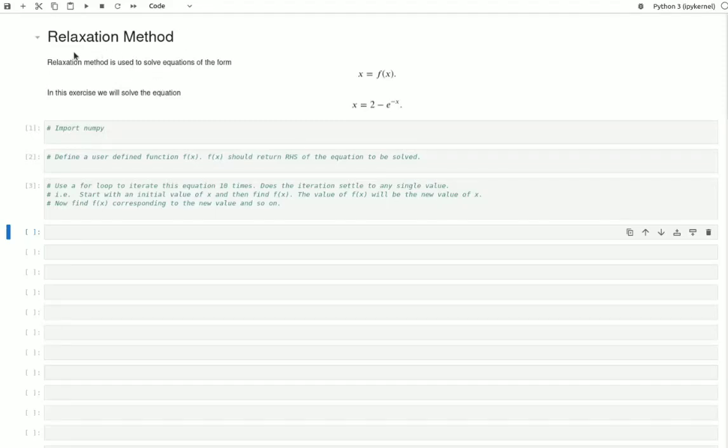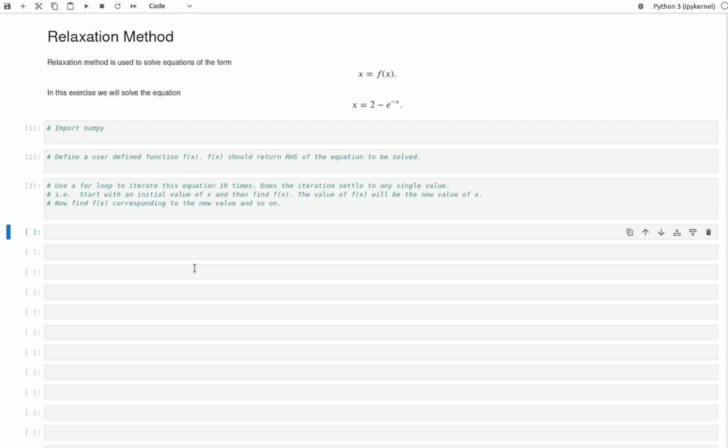Today we will discuss the relaxation method, and we will show you how this method works. First of all, in this method we have to have an equation, and we have to find the root of that equation. So first, we have to convert the given equation into the form x = f(x). Let's say x = 2 - e^(-x).